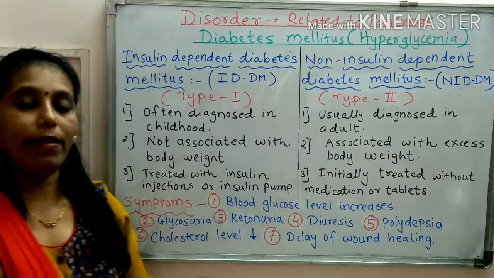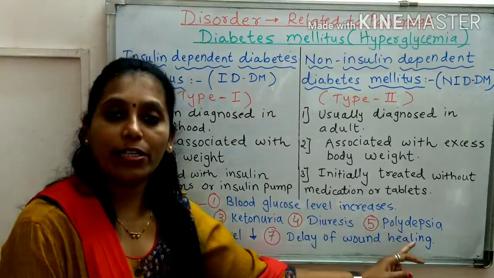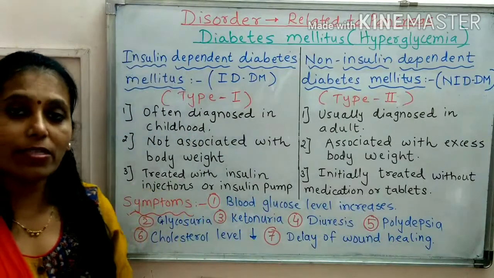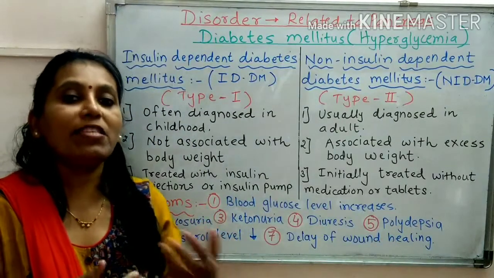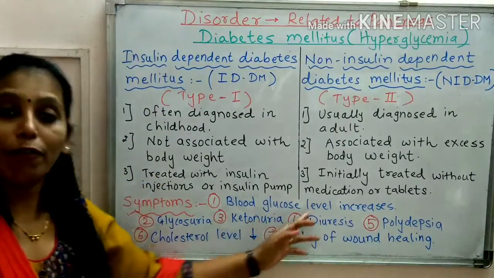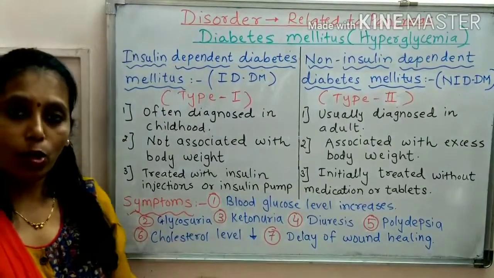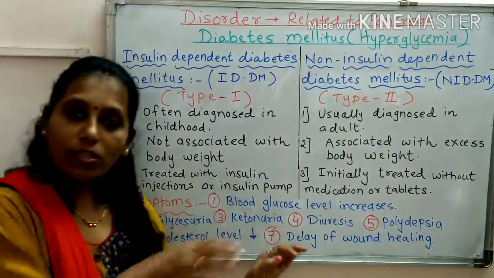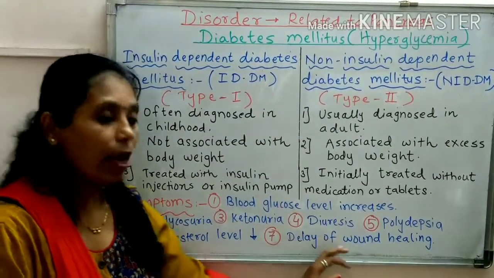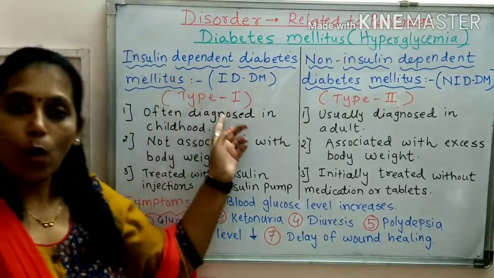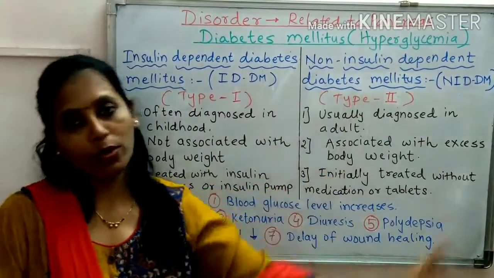So naturally it will result in the condition called polydipsia. Polydipsia means maximum thirst, because of loss of water through urine. Cholesterol level also decreases, and in those persons there is a delay in wound healing. So this is all about type 1 diabetes and type 2 diabetes.